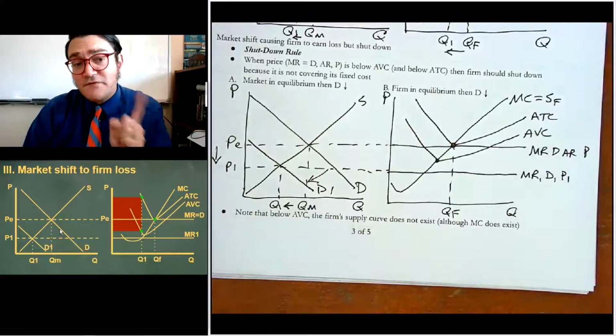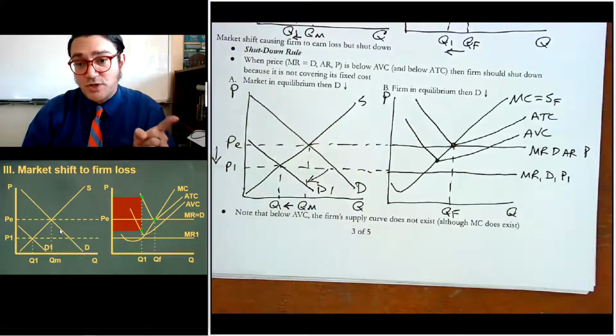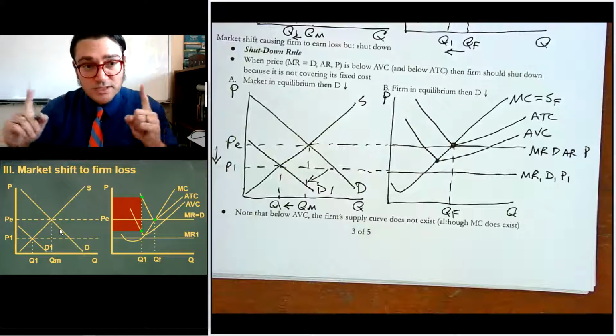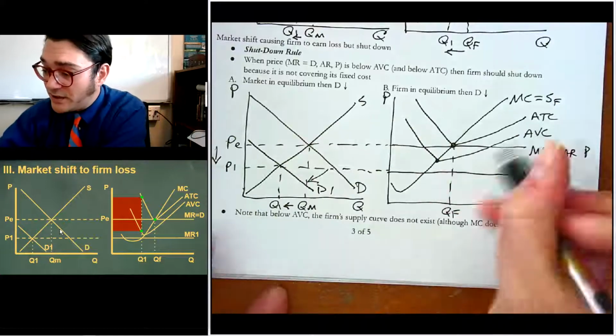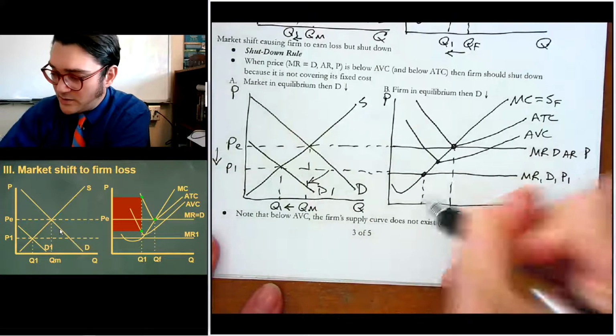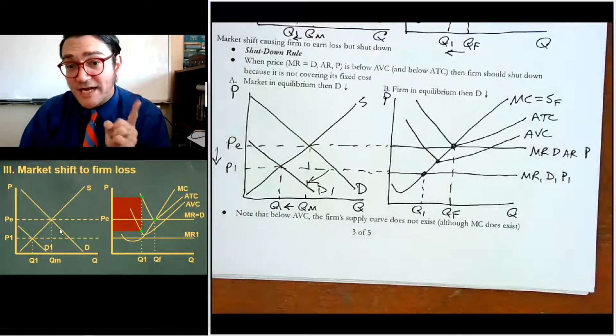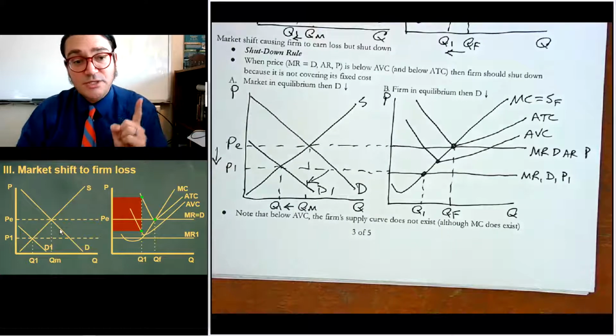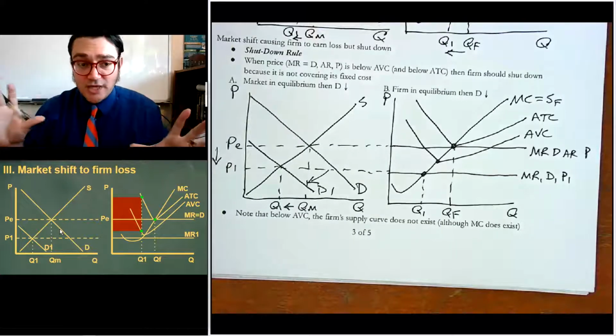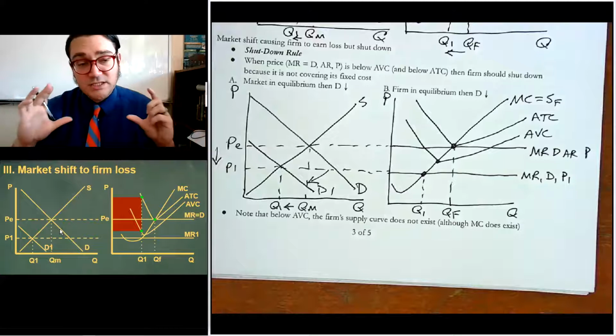So now, if the firm were to produce, where would it produce? Well, it would produce where marginal cost equals marginal revenue. So in theory, it would be producing here, right? That's the quantity they would produce, but they aren't going to do that, because they actually will lose less money if they just shut down and all they lose is their fixed cost.